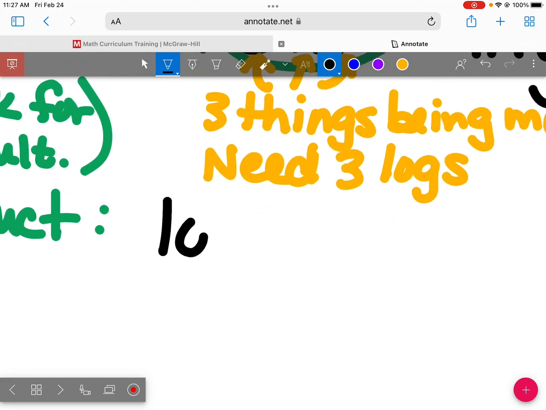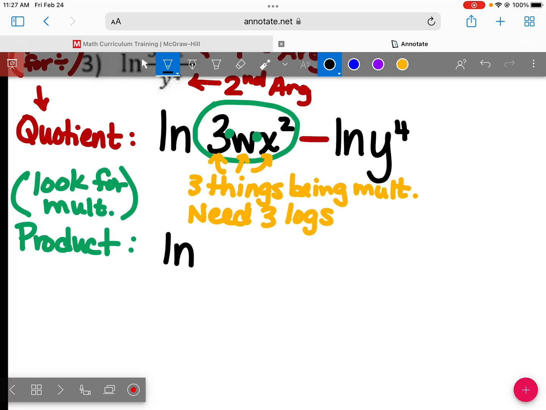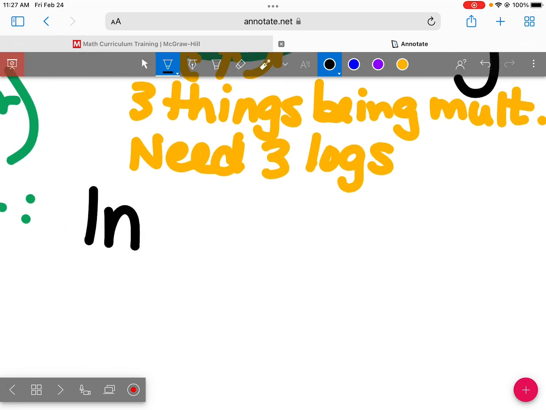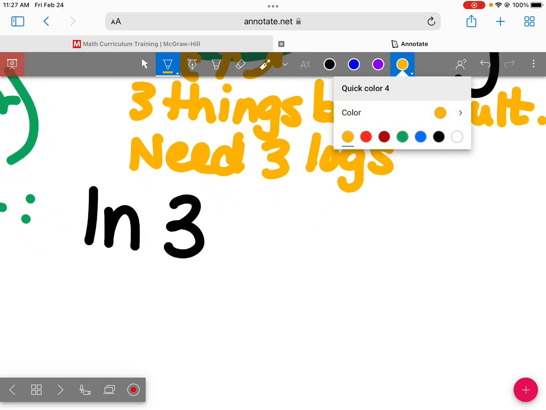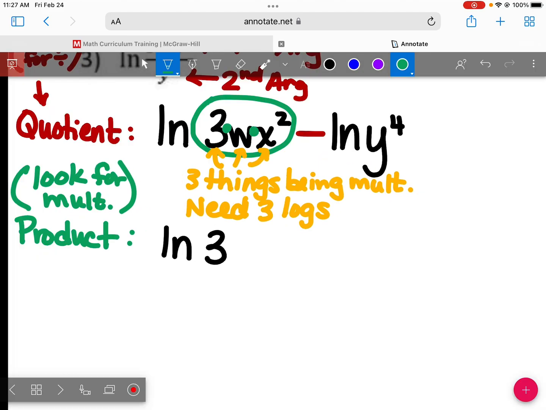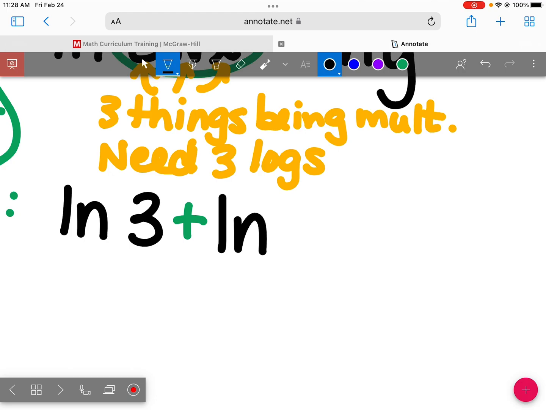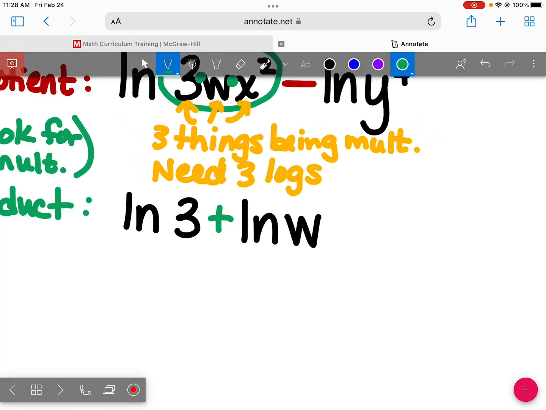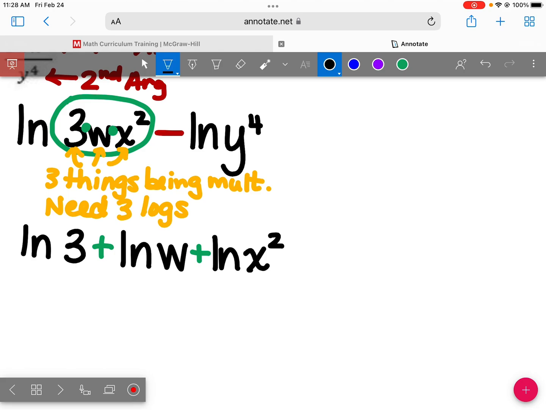So it's going to be natural log, so ln of, what's the first argument here? The first thing being multiplied. 3 is the first thing. 3 and 2? Nope, just ln of 3. My argument is just ln of 3. And then plus, because multiplication turns into addition, ln of w, the middle part, plus ln of x squared.